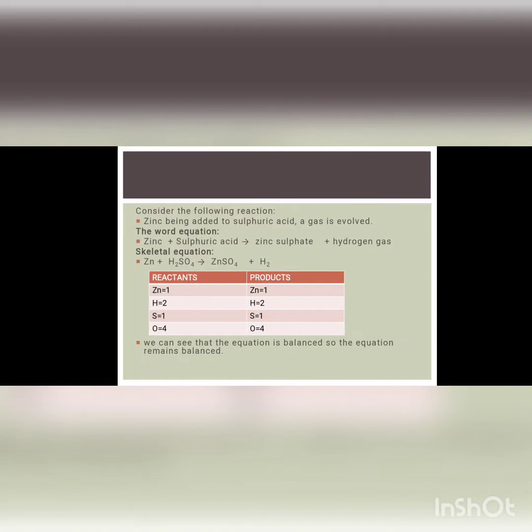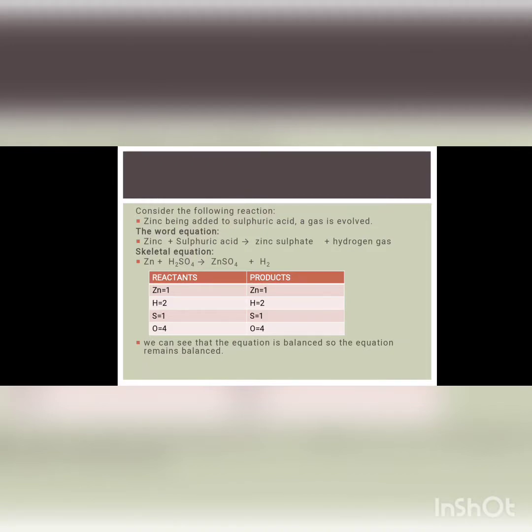Taking another example where zinc is being added to sulfuric acid. What happens in this reaction? A gas is evolved, which is hydrogen. Zinc plus sulfuric acid forming zinc sulfate and hydrogen gas. This equation is a word equation.